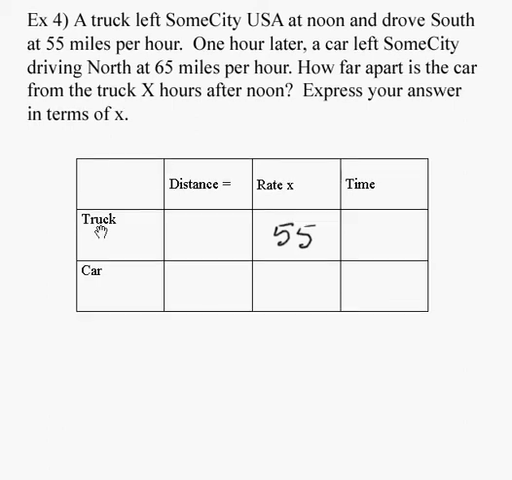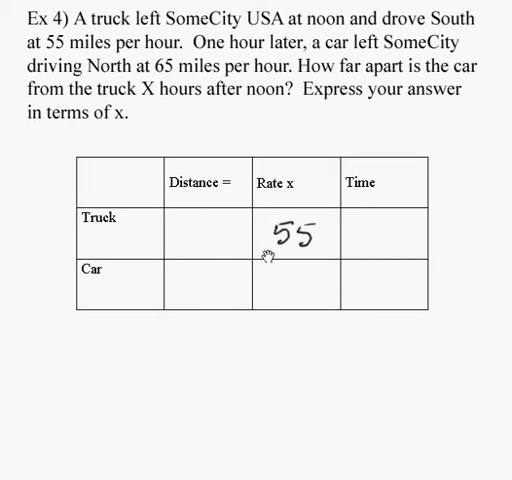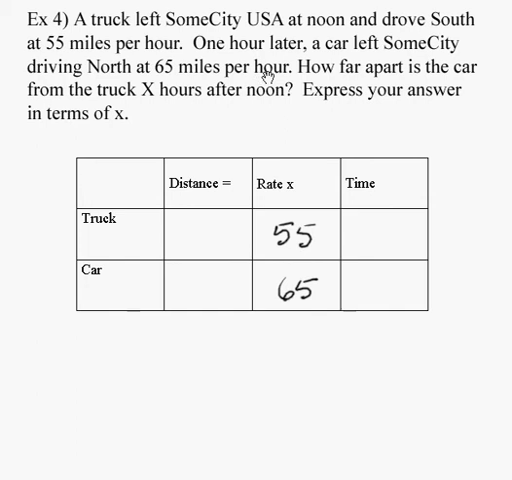So in the row representing the truck's information, the rate is 55. We know the car, it tells us, is traveling at 65 miles per hour. So for the car row, under the rate column, let's put in 65. Now, we need to read the problem to try to find some more information.